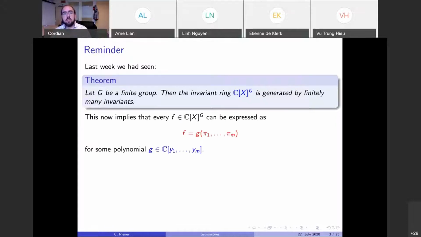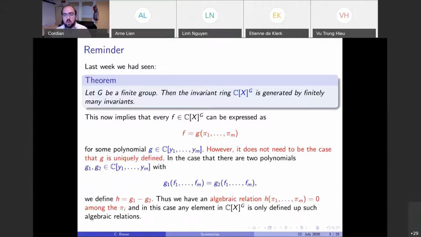That means that every invariant polynomial f can be expressed, after we have chosen generators, which are not unique in general, so we have to choose them. We choose the generators pi_1 to pi_m. I will always use pi today to denote these generators. Then we can find a polynomial g such that f is g evaluated at pi_1 to pi_m.